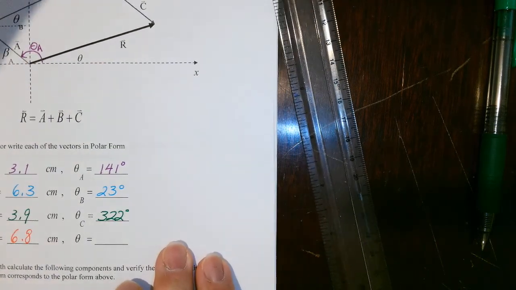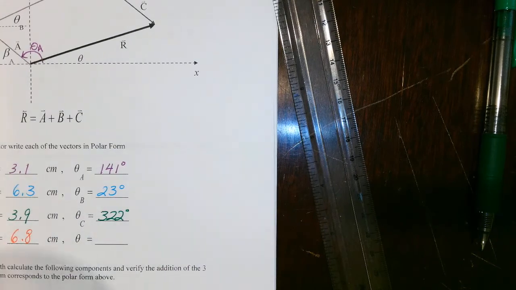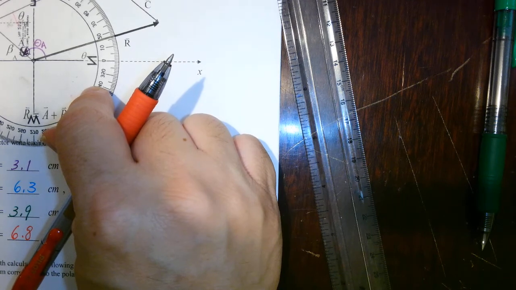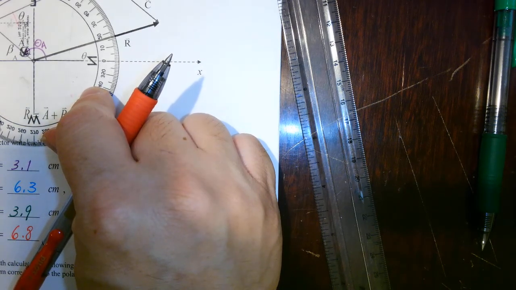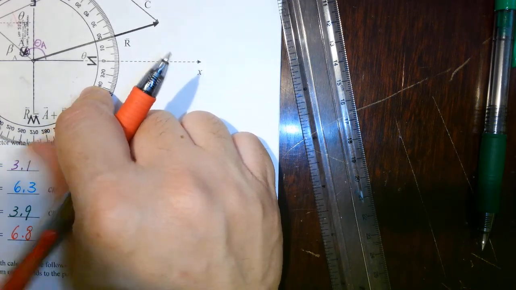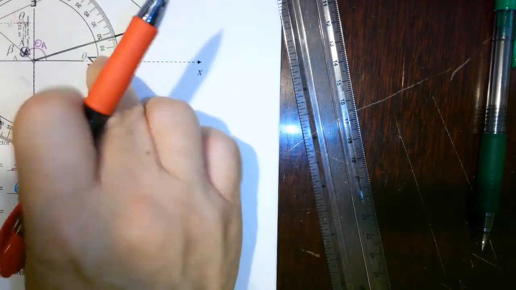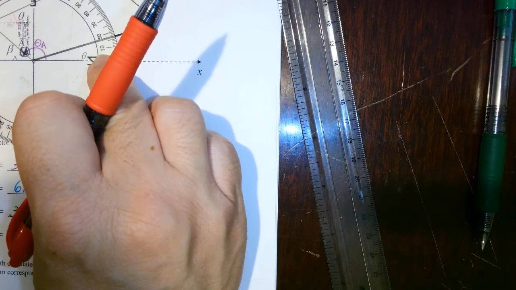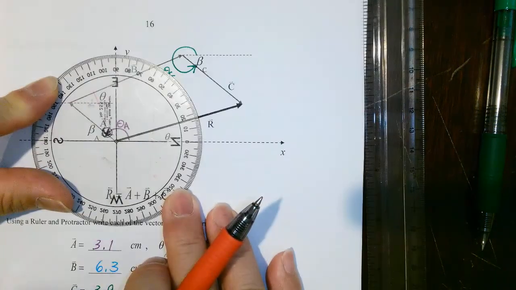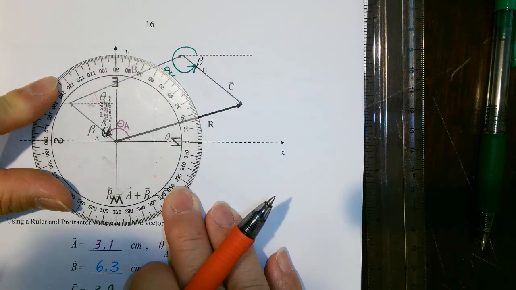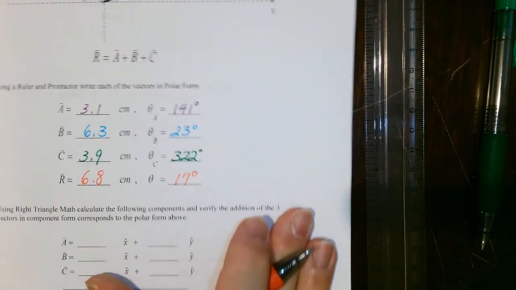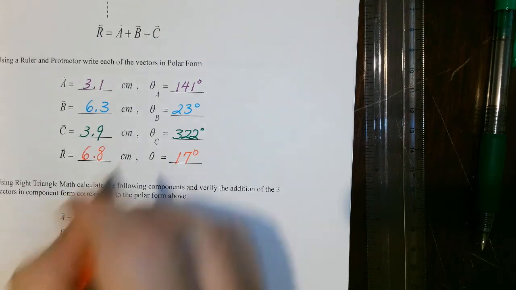The angle for my resultant, theta R, is, let's see, it looks like it's splitting between 16 and 18, so 17. I'm going to say 17 degrees. Yeah, 17 degrees is what I get for my angle theta R.